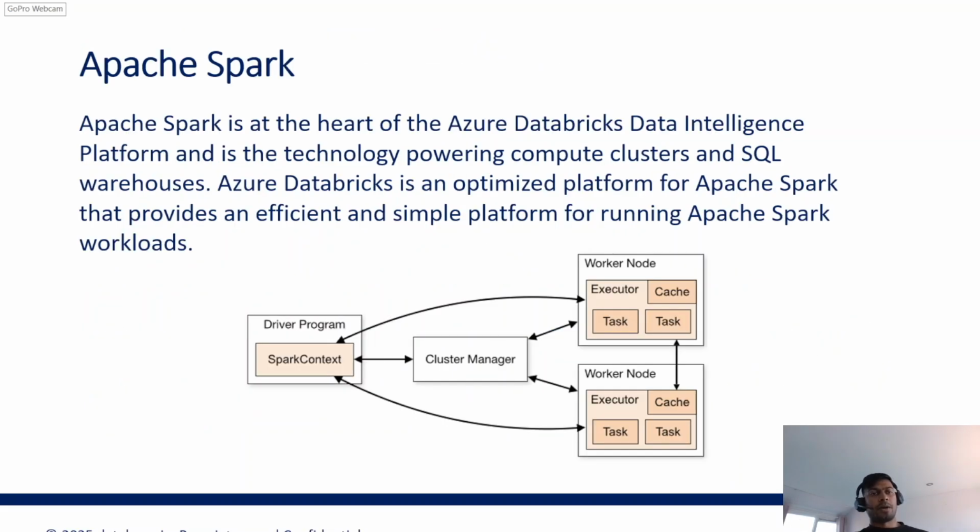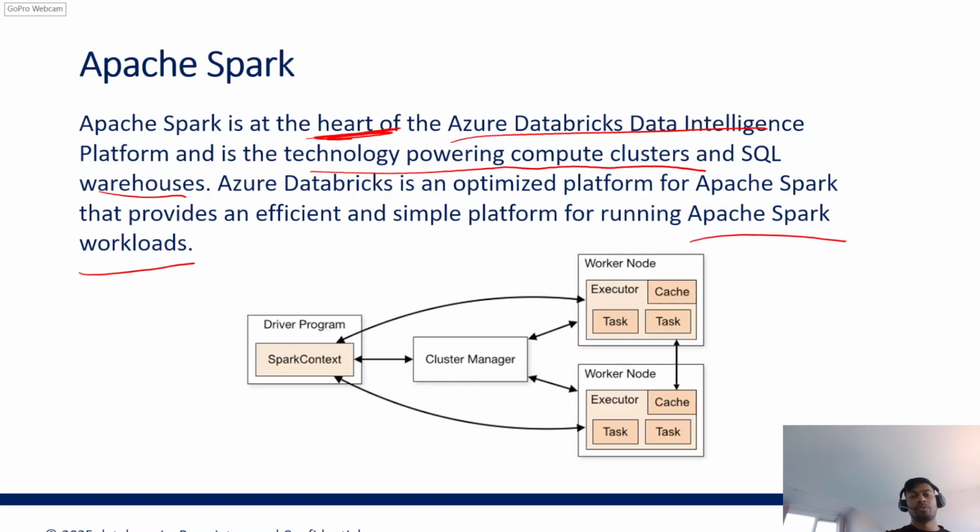So, a little bit of Apache Spark. Apache Spark is the heart of the Azure Databricks data intelligence platform. This is something we discussed, but it is the heart because it's the technology powering compute clusters and SQL warehouses. Basically, Apache Spark is the technology behind Azure Databricks. Azure Databricks is an optimized platform for Apache Spark that provides an efficient and simple platform for running Apache Spark workloads.